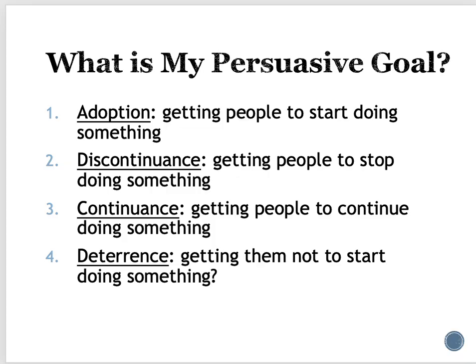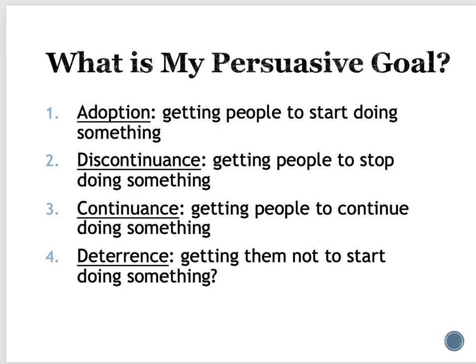So there's 4 typical goals, which is you're trying to get the audience to adopt something, like get them to start doing something, discontinuance, which could be like getting people to stop doing something, continuance, getting people to continue doing something, or deterrence, getting people to not ever even start doing something. So in most cases, many students are pretty successful with keeping to one persuasive goal. However, sometimes people can get mixed up in between in the main points, and that's why I like to bring this to your attention. So let's say, for example, that you want people to start exercising.